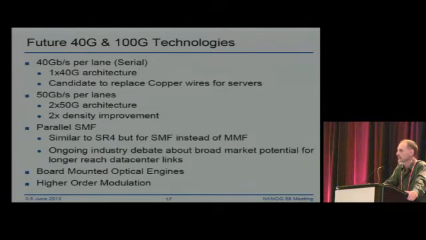50 gig, again, increasing per lane, can double 100G density by going to a 2 by 50G architecture versus 4 by 25. A huge debate in the optics industry is parallel single mode. So this is similar to the parallel multi-mode SR4, but it's parallel single mode. Now, parallel multi-mode, if you just run through the numbers, makes sense from a cost perspective for 100 meters or less. But the debate is whether parallel single mode is actually interesting in the data center for longer reaches.